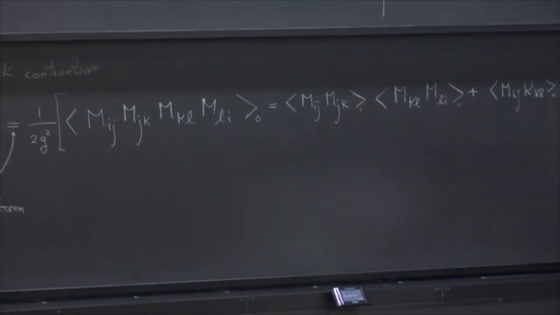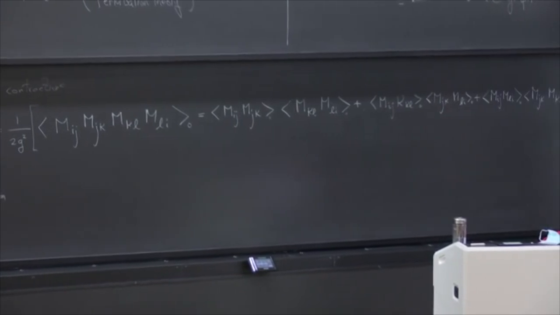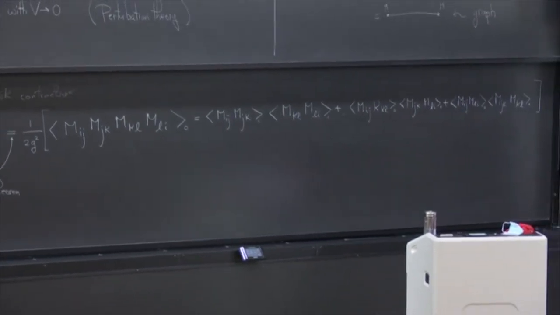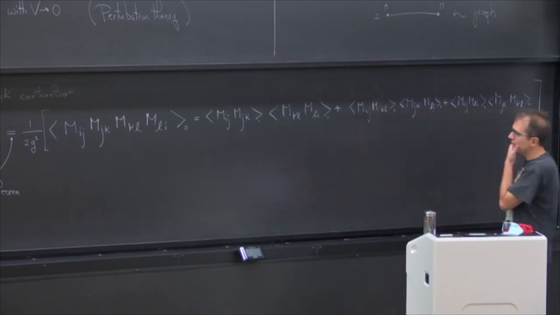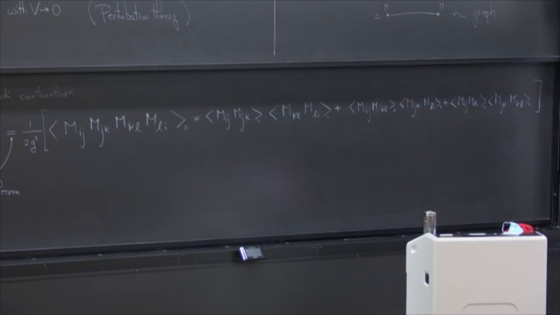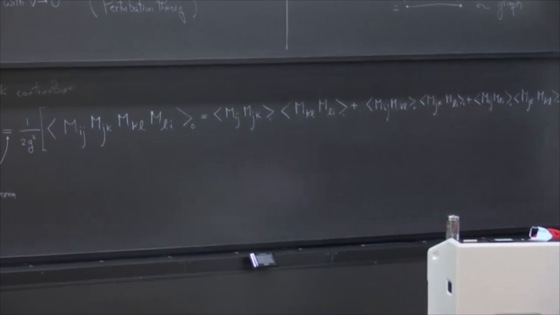Is that supposed to be an mkl in the second? There is r there instead of m. The second term. Yeah. Okay, thank you. I don't know why I did that. Mij. Okay.